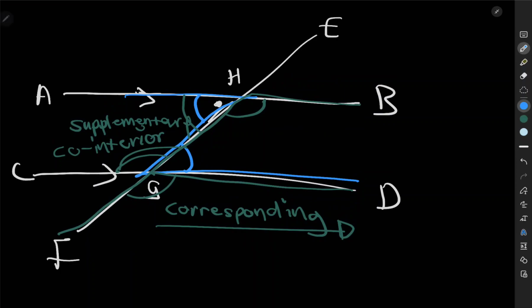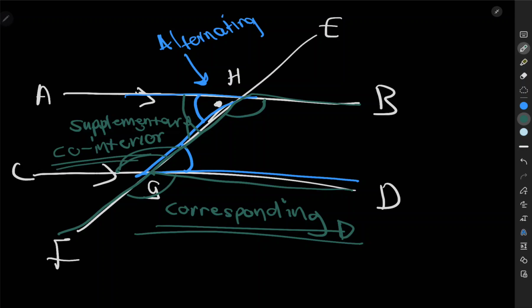Obviously, we have alternating, we have corresponding, and obviously we also have co-interior angles. So that's something that I want you to look out for every single time you see parallel lines.